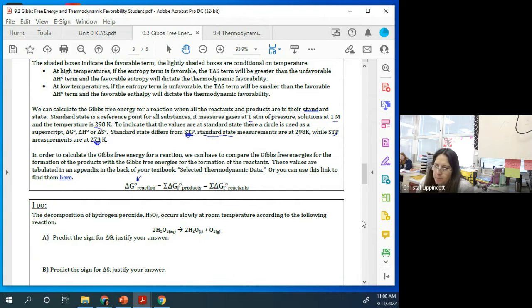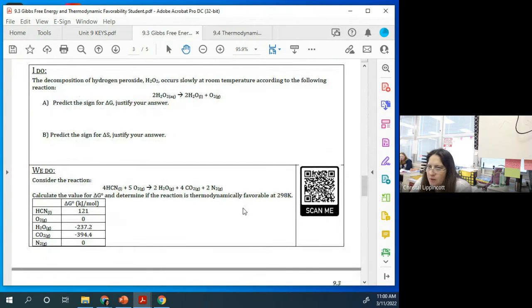Good. All right. So we have the decomposition of hydrogen peroxide. It's going to occur slowly at room temperature according to the following reaction. What would the delta G sign for this be? Positive or negative? Negative, because it's going to occur on its own. We're not doing anything to it. Delta S? Positive, yes. Because it's going from 2 moles to 3 moles, and it's going from a liquid state to a gaseous state. So there are a couple of different reasons there.